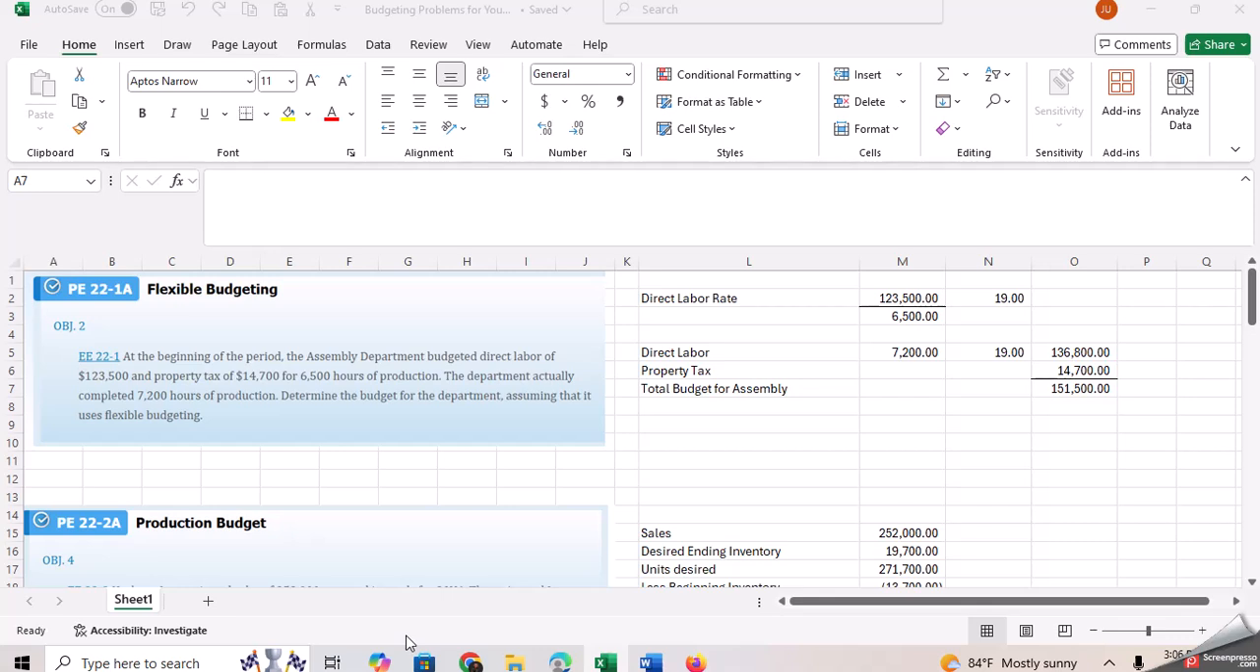This video goes over the different computations involved in budgeting. So the first one talks about a flexible budget. We have an assembly department that has budgeted direct labor costs of $123,500, property tax of $14,700 for 6,500 hours of production. So the first thing we want to do is figure out, what is that direct labor rate?